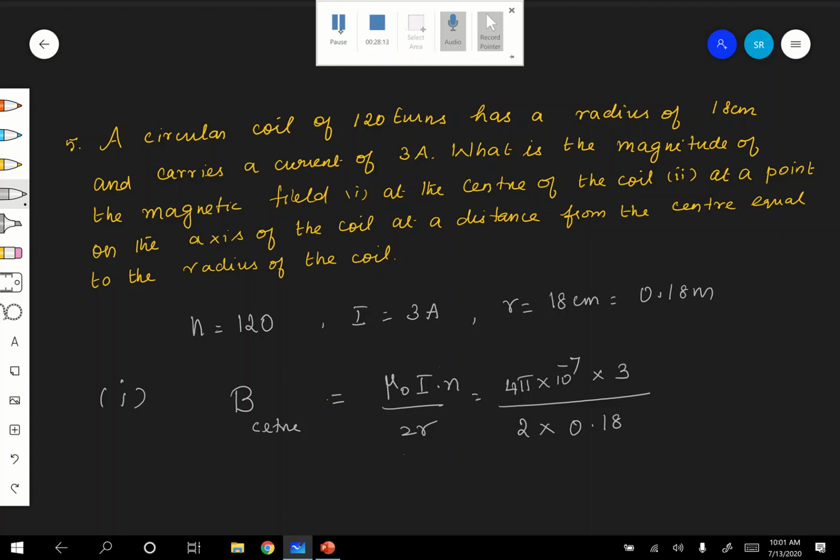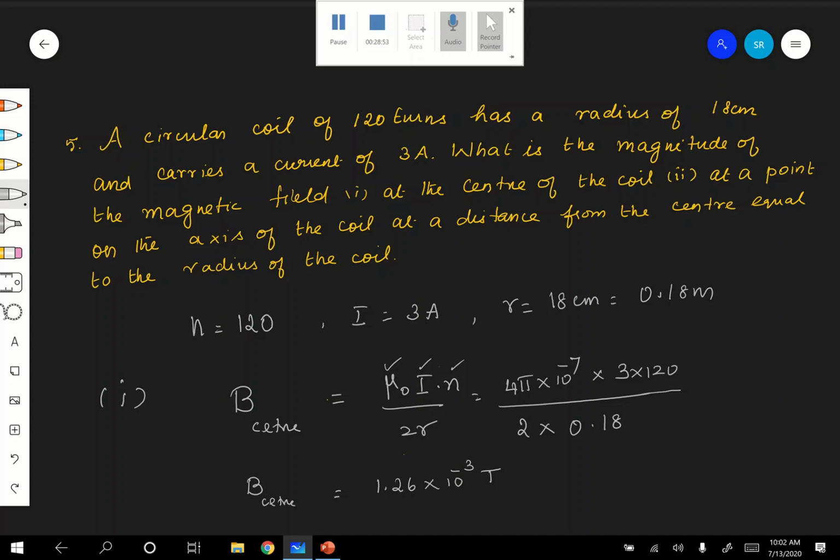Therefore, now on substituting, into n, mu naught n I, the number of turns is there now, into 120. Hope you are following. Mu naught n I by 2r, right? Therefore, on solving, you will be getting B at the center of the coil is 1.26. All of you, once again I am telling you, solve and check whether it is tallying with this answer. Okay, 1.26 into 10 power minus 3 Tesla. Right. The first part is very simple, at the center of the coil.